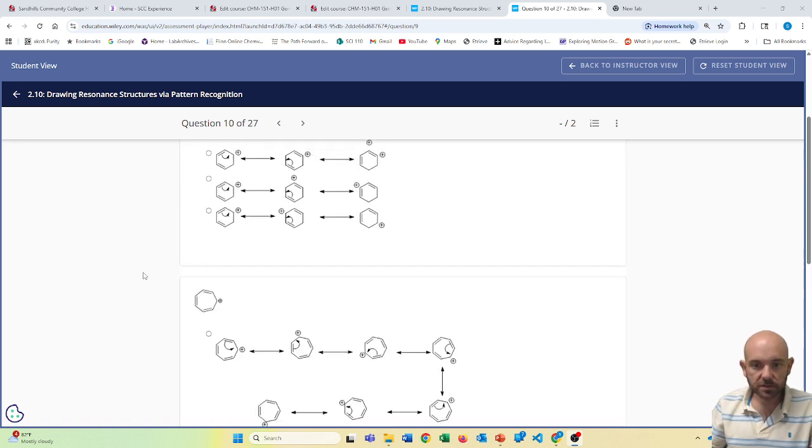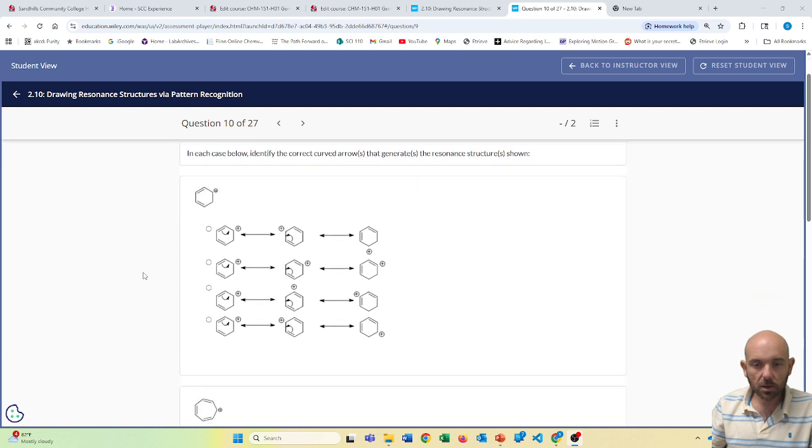Here on question 10, you again are trying to find the correct arrow notation. Essentially, one of these is correct and the others are not. You need to go around and make sure that the positive charge is on a carbon with only 3 bonds, and that the resonance arrow does not break a single bond. And in these cases, it actually doesn't.